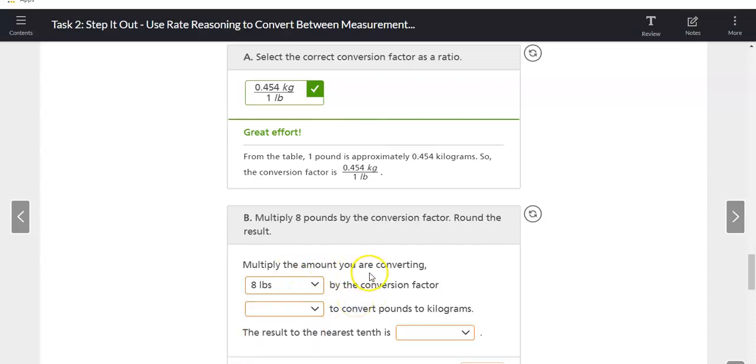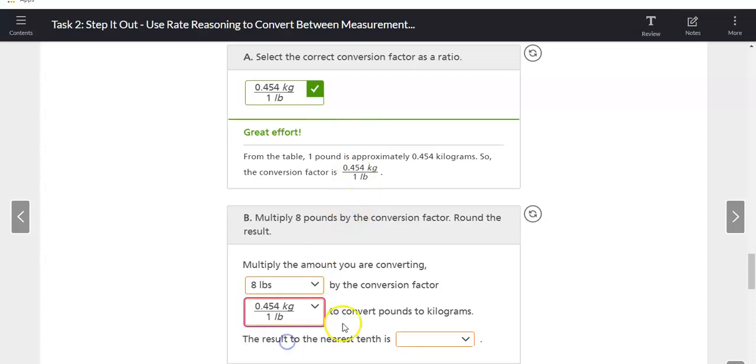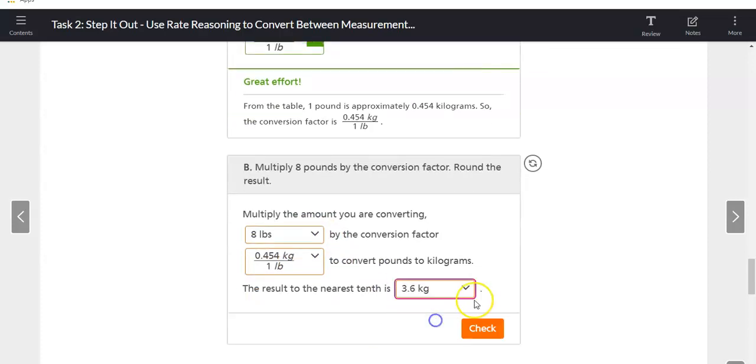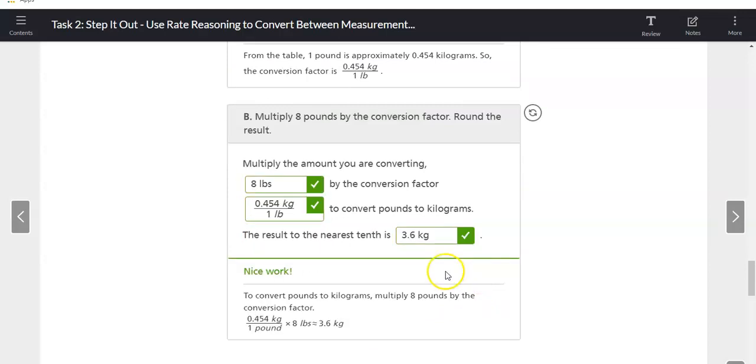So multiply the amount you're converting, 8 pounds, by the conversion factor. And our conversion factor is what we put up here. And when I multiply 8 and this number, I get 3.6, which it should be the same because that's what we did up there.